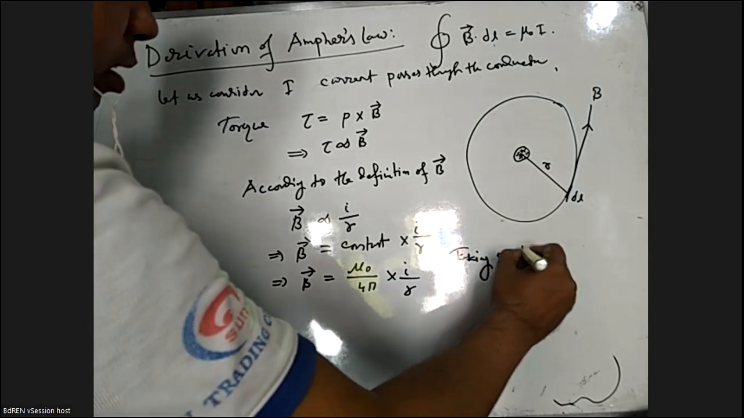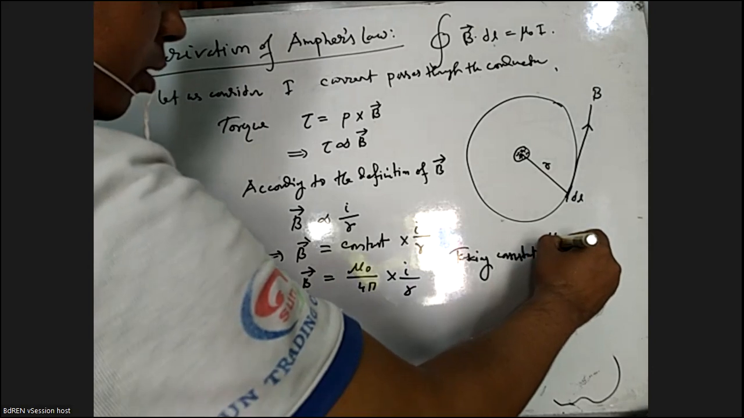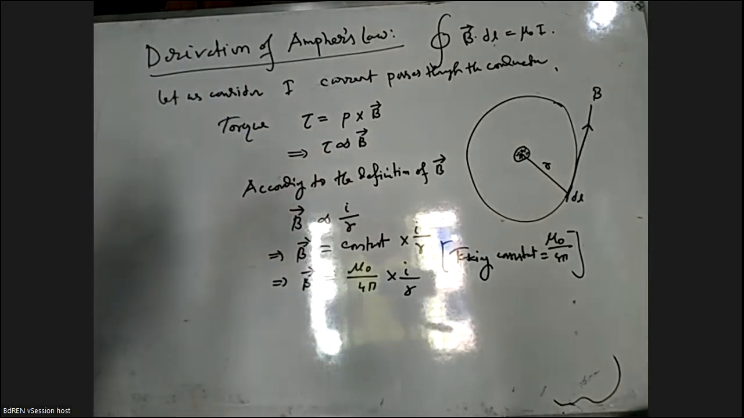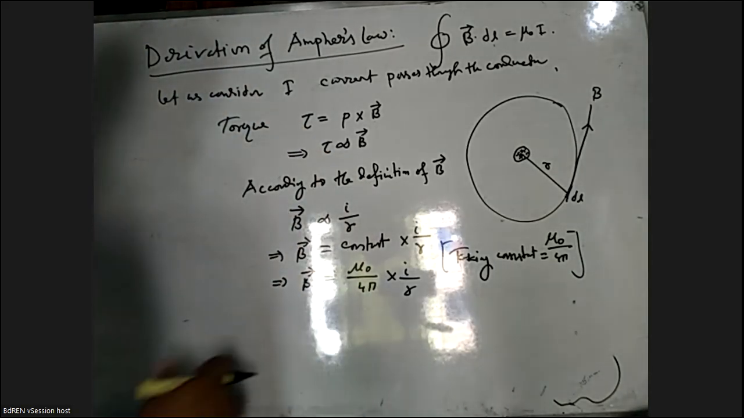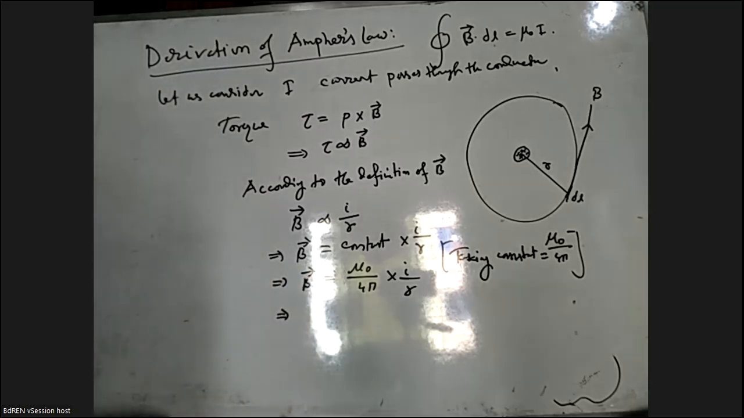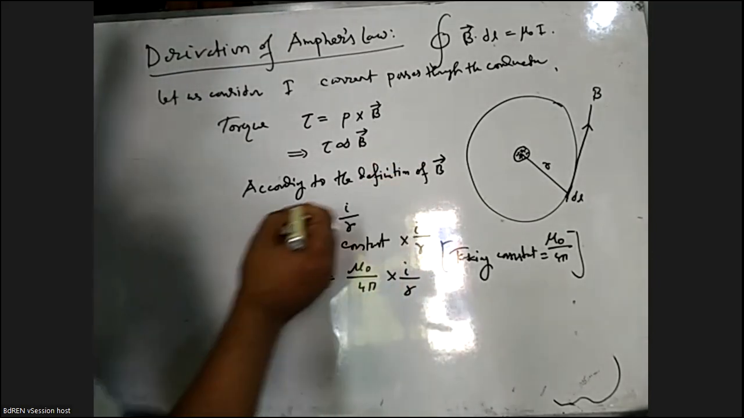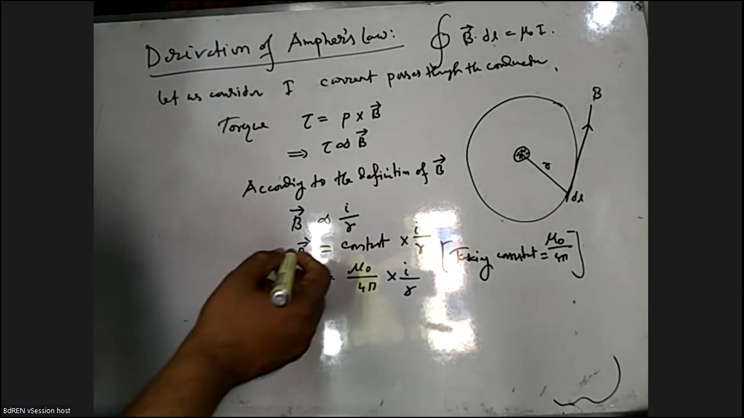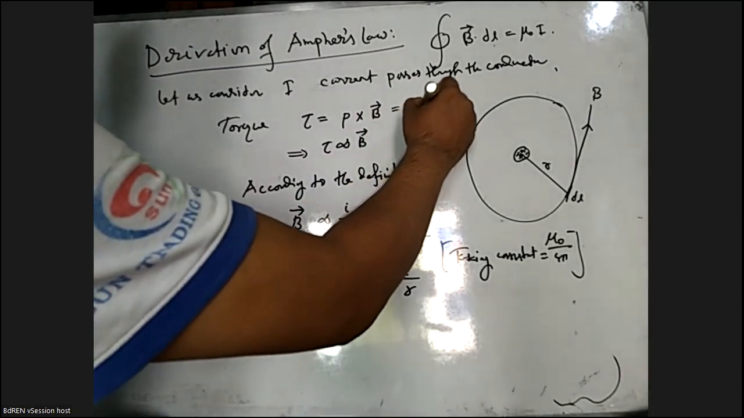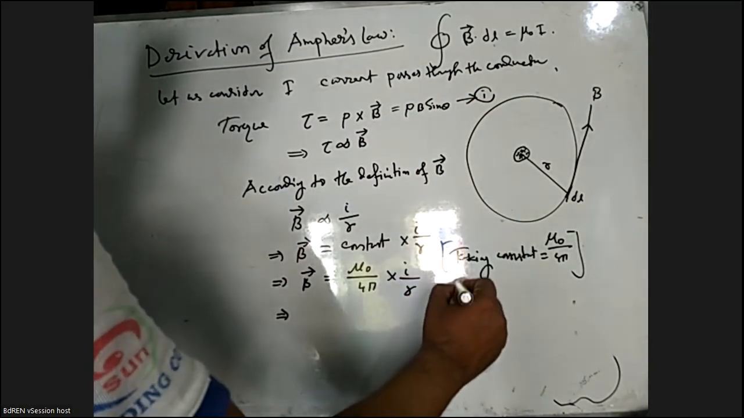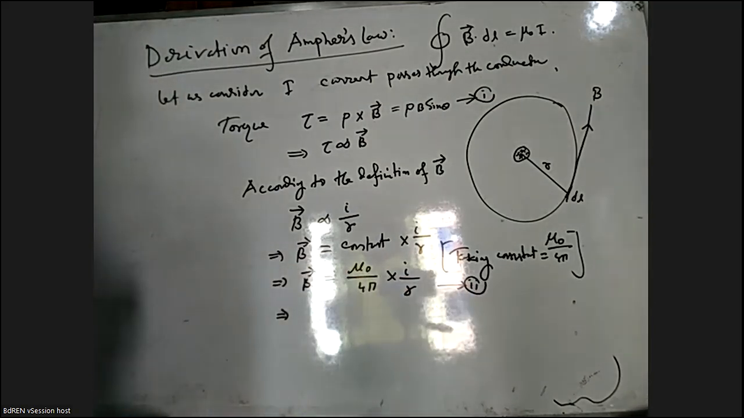So we can write B equals mu naught divided by 4 pi times I divided by r, taking the constant equal to mu naught divided by 4 pi. You must know this constant from our previous slide. So this is equation number 1, and this equals PB sin theta. This is equation number 2.